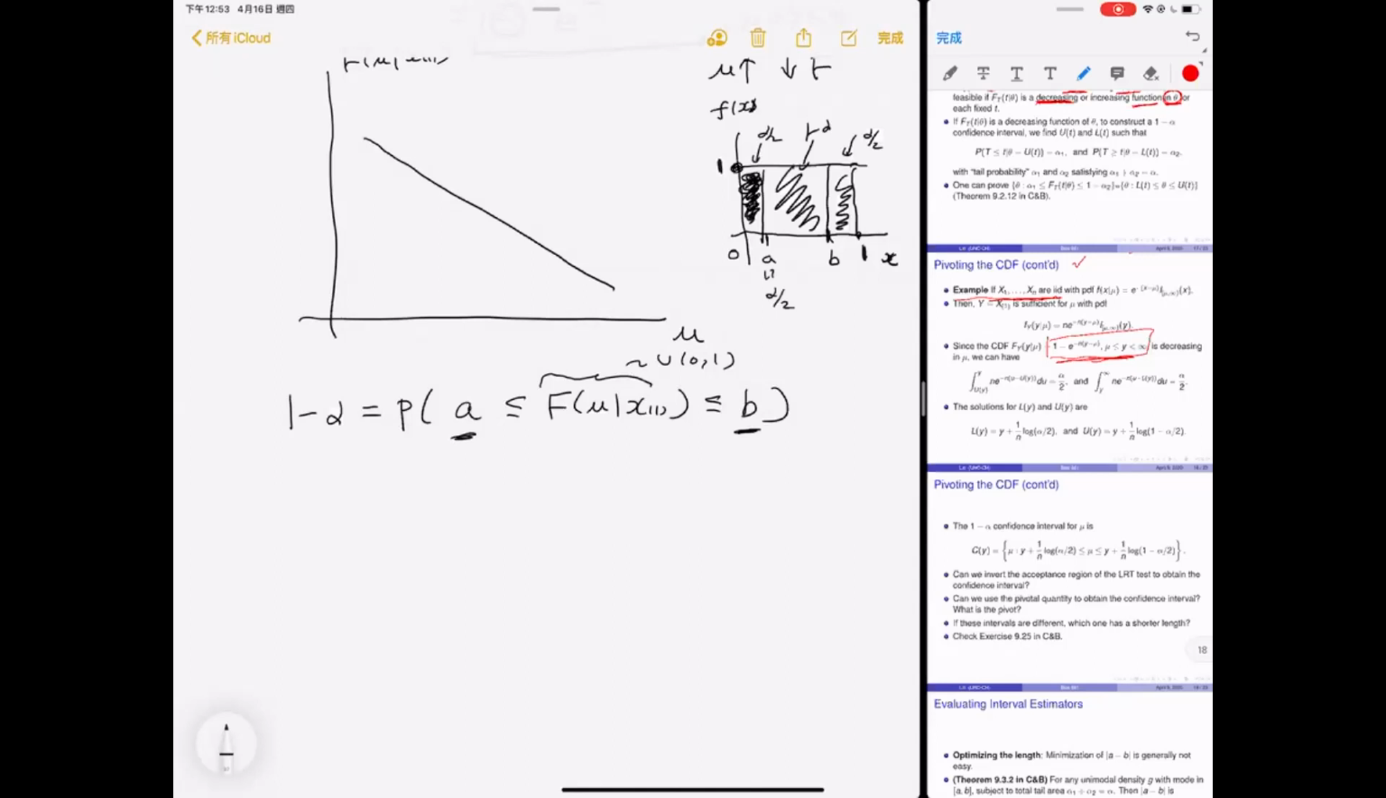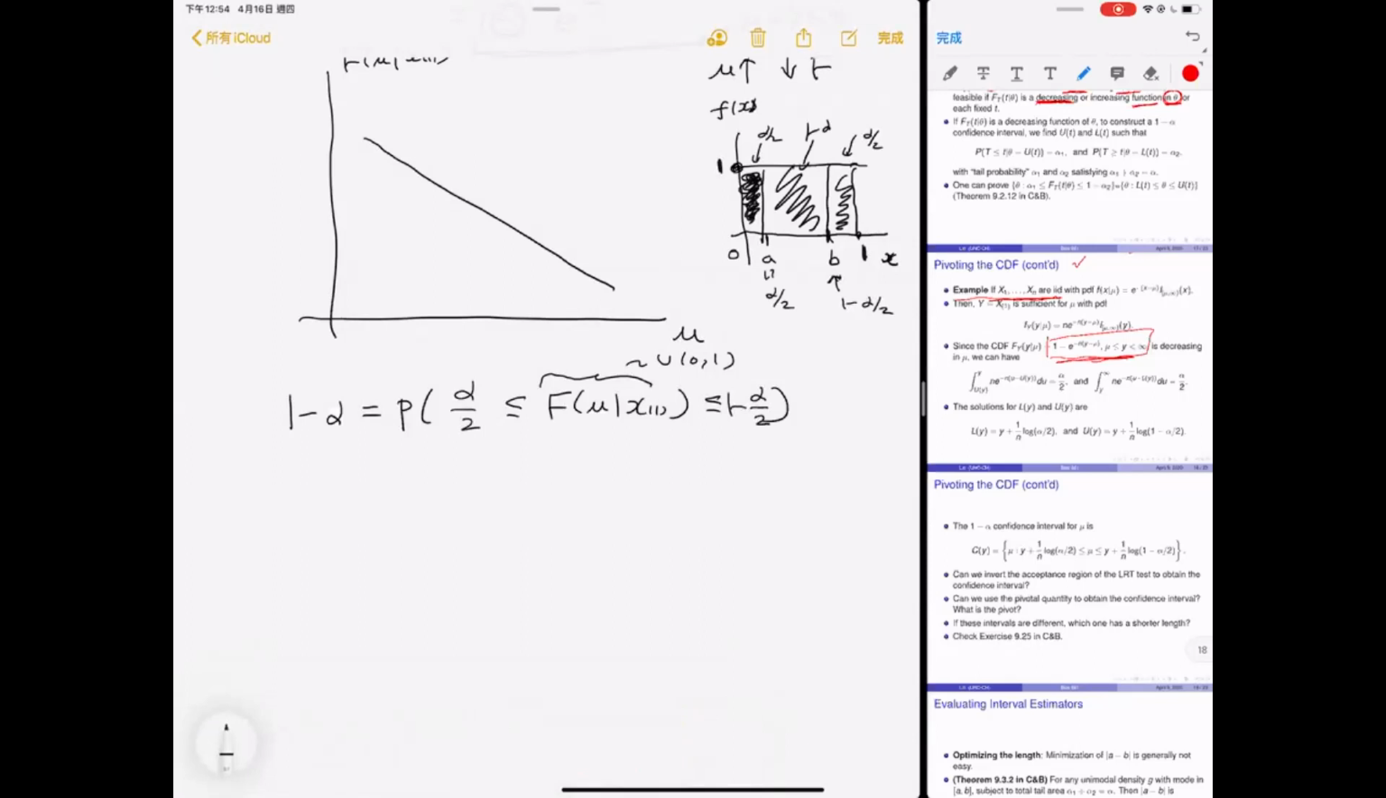And in the meantime, B right here equals 1 minus alpha over 2, because the right hand side probability is also alpha over 2. Because of the uniform 0, 1, it is easy to get: alpha over 2, then 1 minus alpha over 2.